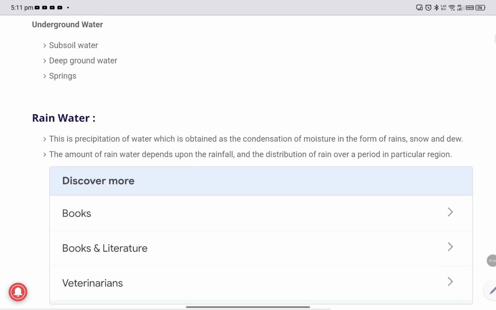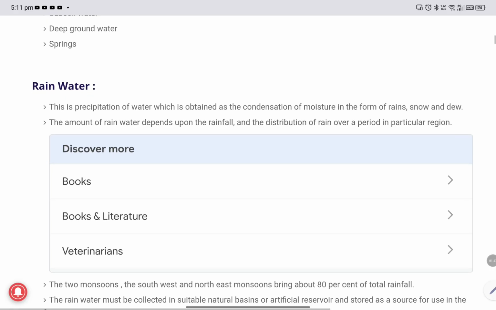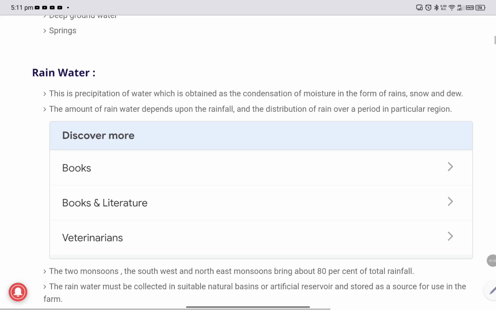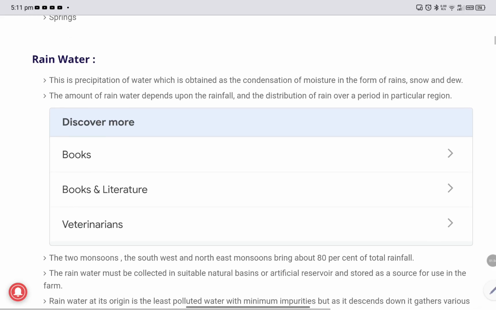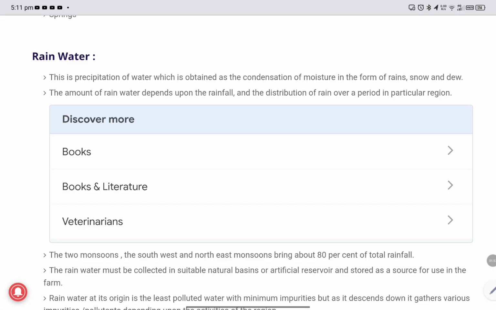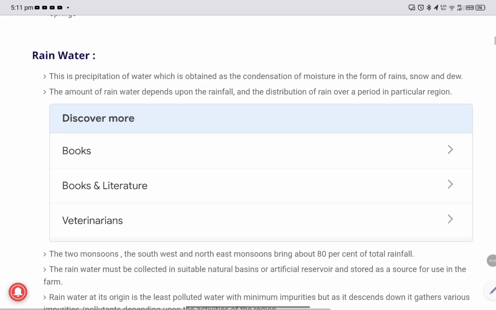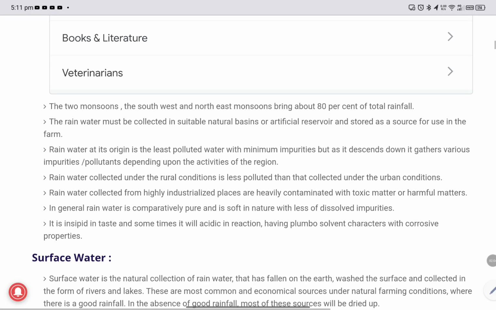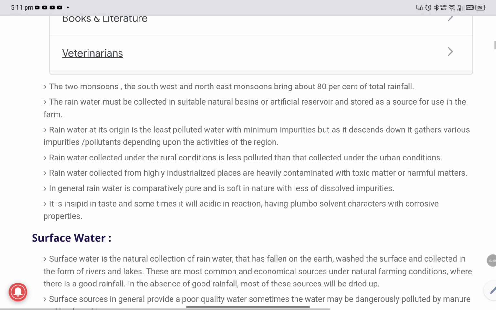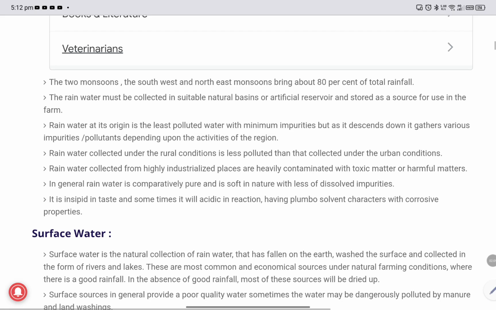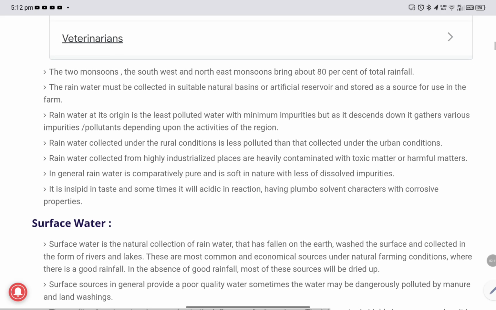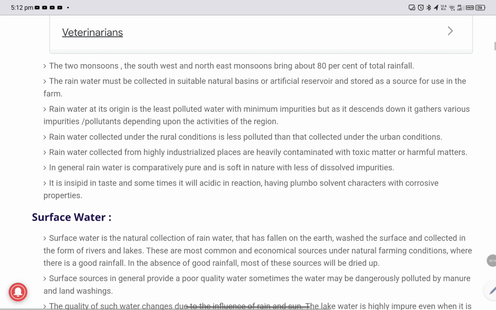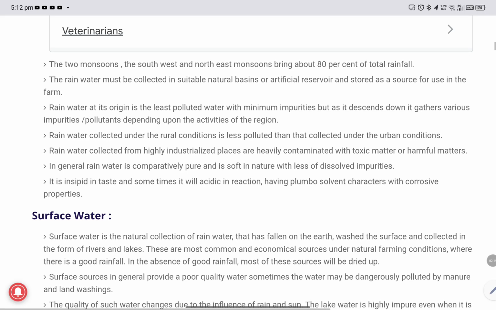Rainwater. This is precipitation of water which is obtained as the condensation of moisture in the form of rain, snow and dew. The amount of rainwater depends upon the rainfall and the distribution of rain over a period in a particular region. The two monsoons, the southwest and northeast monsoon, bring about 80% of total rainfall. The rainwater must be collected in a suitable natural basin or artificial reservoir and stored as a source for use in the farm.